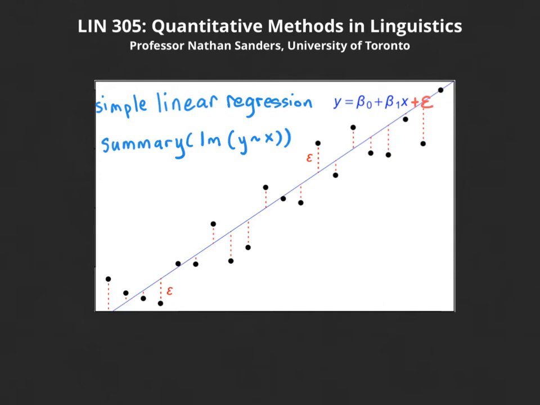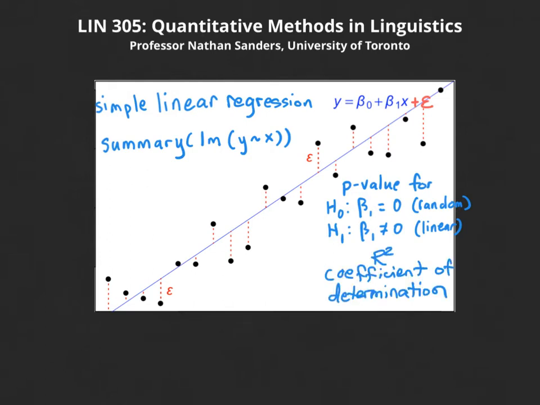One is the p-value for testing whether beta 1 is equal to 0 or not. That is, whether y has a linear or random relationship to x. The other piece of information that is of interest is the r squared, the coefficient of determination, which tells us what percentage of the variation in our data is accounted for by this particular model. These two pieces of information can be obtained from the summary command using suffixes.